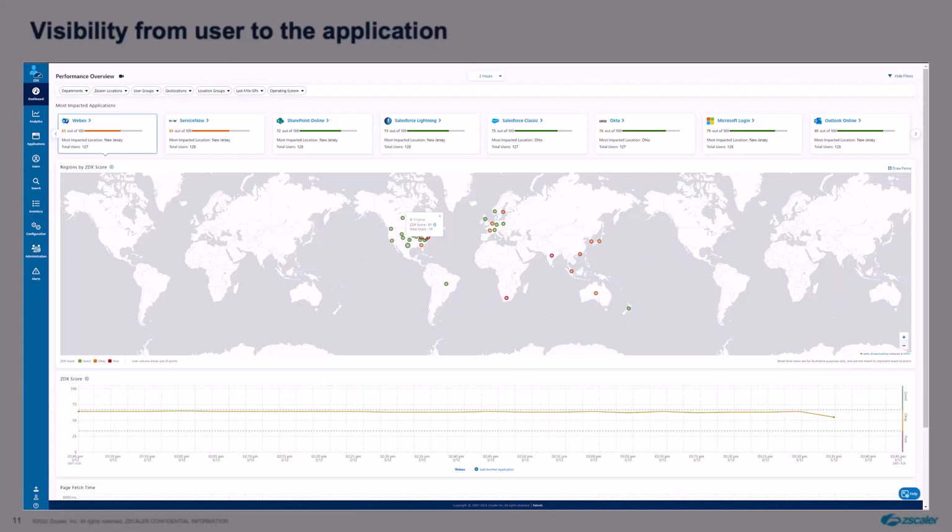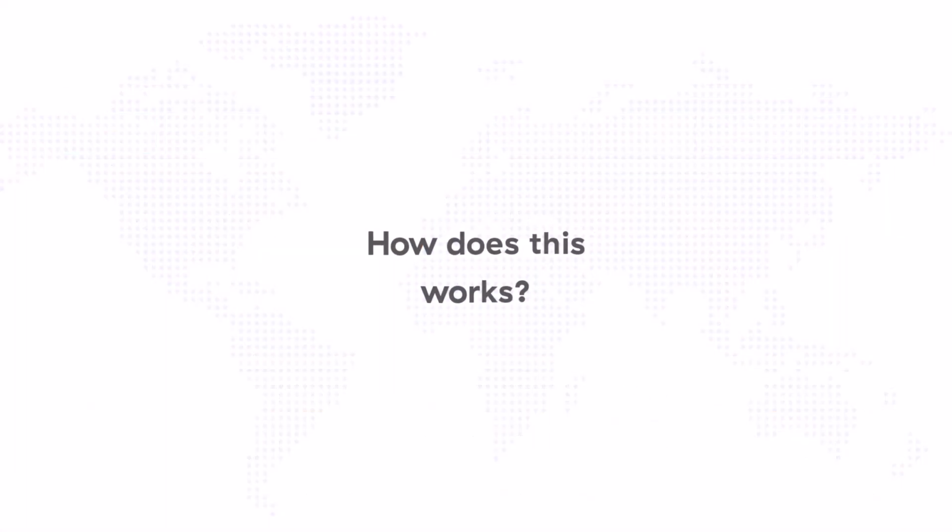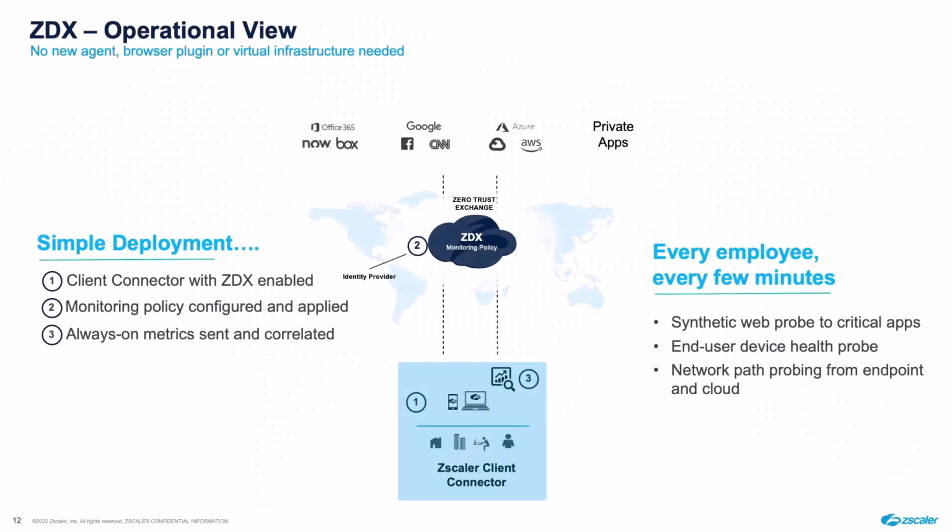So, the next question is, how does this work? And what does it take to deploy? If you are a Zscaler customer and you have already deployed our Zscaler Client Connector on end-user devices, then all it takes to get started with ZDX is to enable a few monitoring profiles for your organization's key applications.